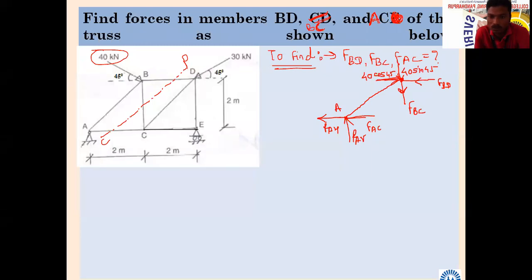कसं assume करू? Compressive का tensile? Yes sir. Okay, tensile. Whatever tensile. Let it be. It doesn't matter. Just we are assuming.